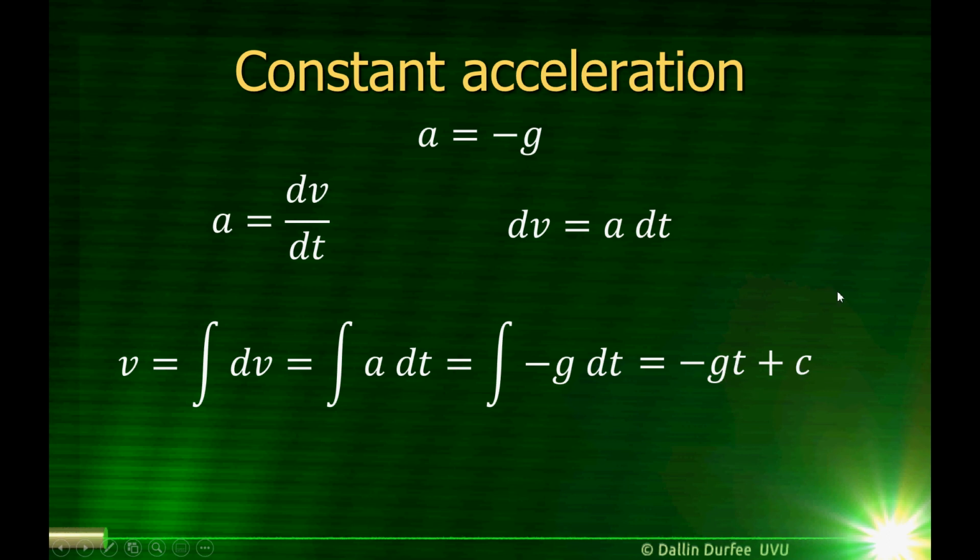What is that constant? Well, at time t equals 0, negative gt goes to 0, and my velocity is just that constant. So that constant must be the velocity at time t equals 0. We'll call that constant v naught, and then v is just v naught minus gt. So now, if I know that the acceleration is just a constant, negative g, my velocity is just my initial velocity, my velocity at time t equals 0, minus g times t.